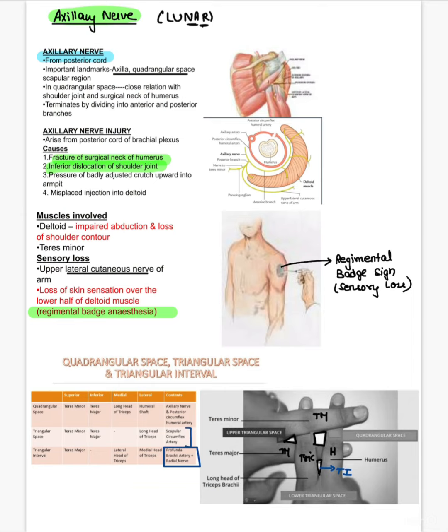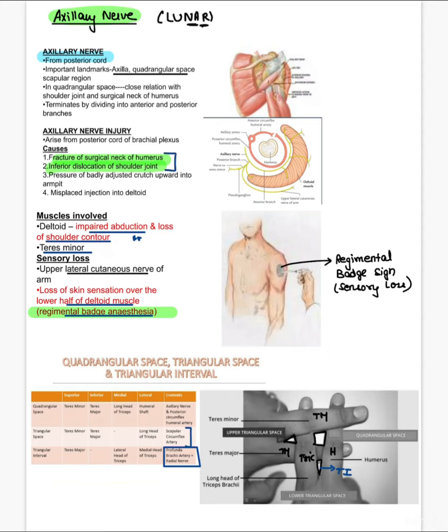Again important, guys. In the axillary nerve, what happens if there is a paralysis? There is impaired abduction. Why? Because 15 to 90 degree movement is lost, and there is a loss of shoulder contour. Teres minor will also be affected. Why? Because the axillary nerve supplies the deltoid and the teres minor, and there would be a regimental badge area of anesthesia, a loss of sensation around the deltoid muscle, because that is the sensory supply of the axillary nerve.